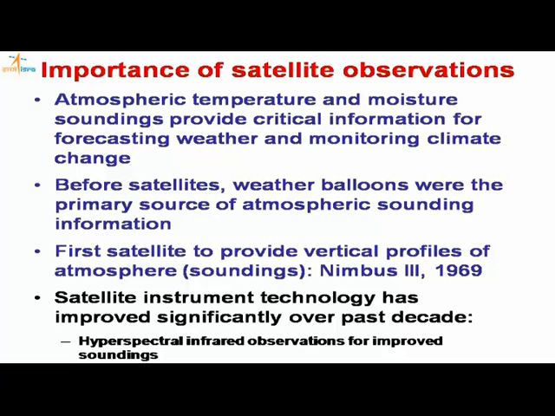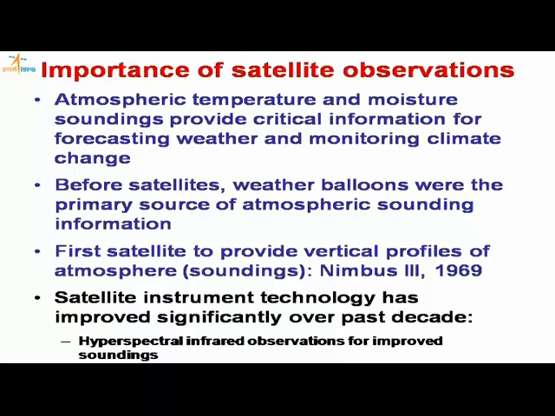We know that we depend upon weather forecasting in our day-to-day life for weather information during the next hour or the next day, or maybe for the next week or next month, for planning of various events. For this type of weather forecasting, the weather forecasters require information on atmospheric temperature and moisture profiles throughout the globe, and this information we get from a satellite.